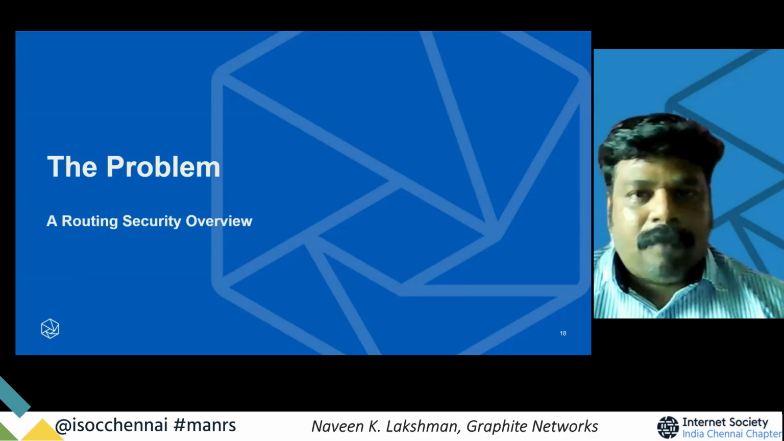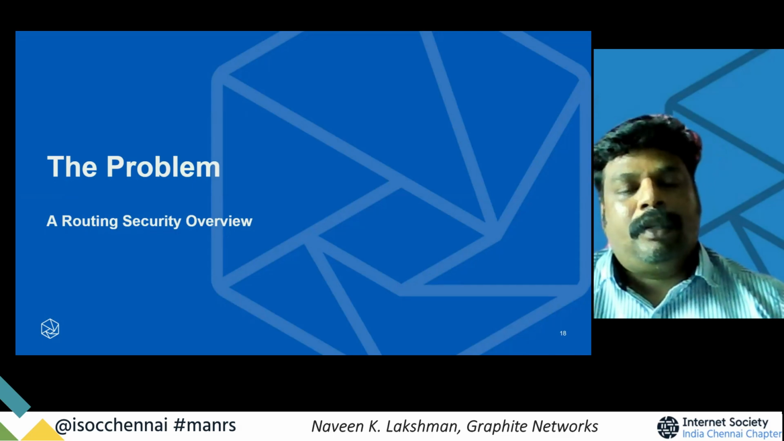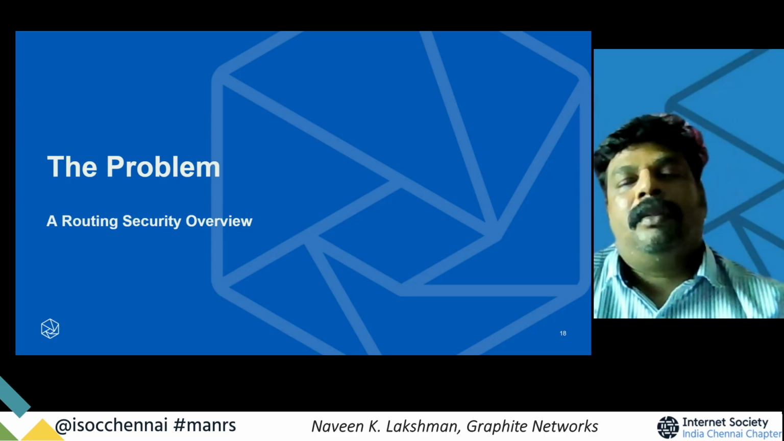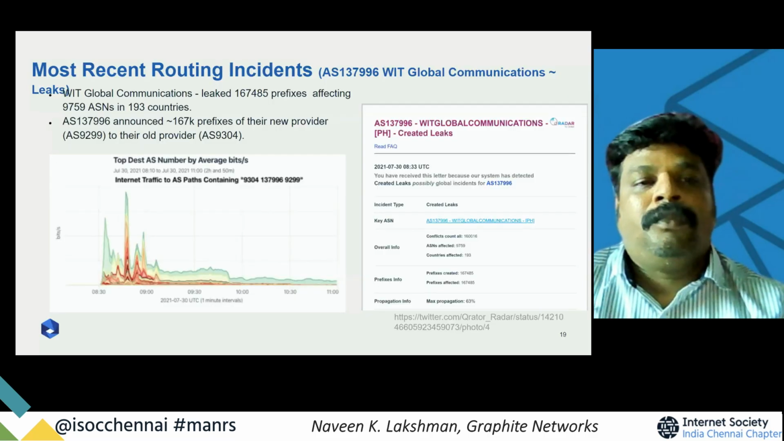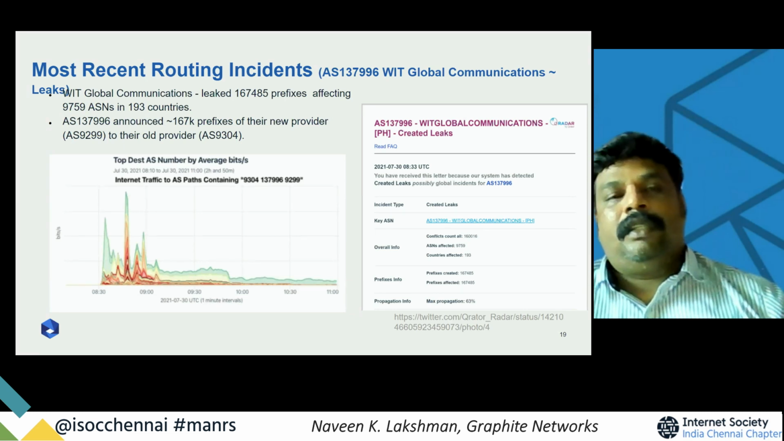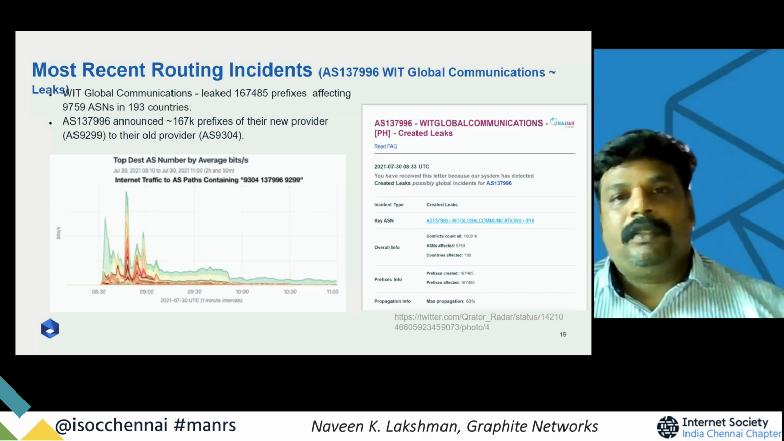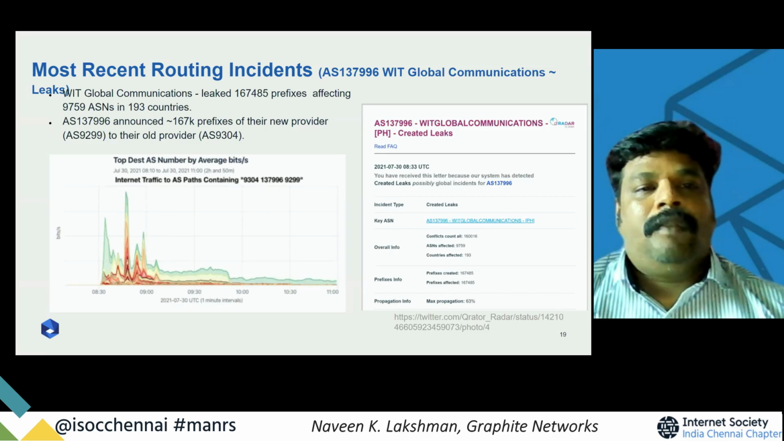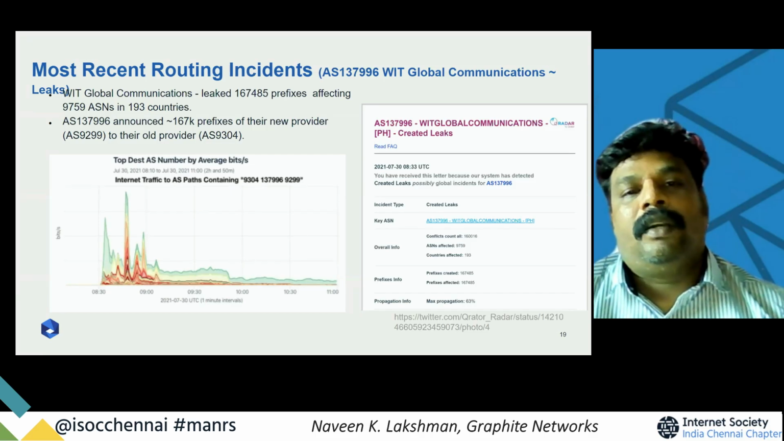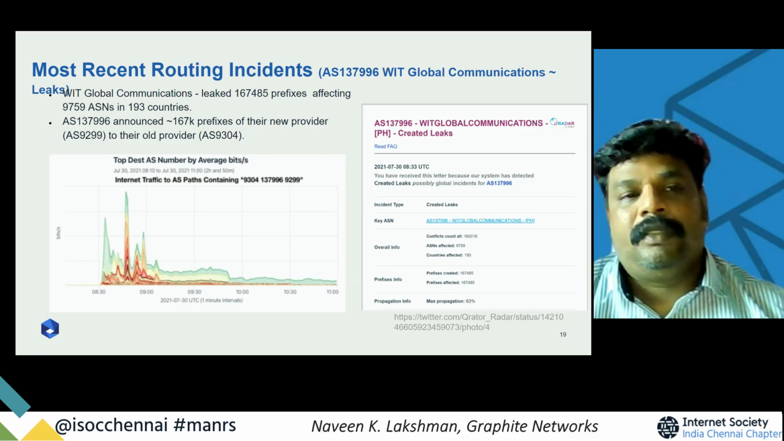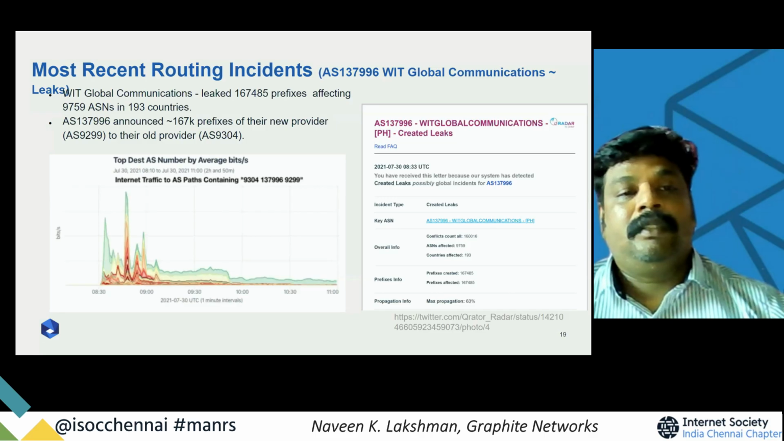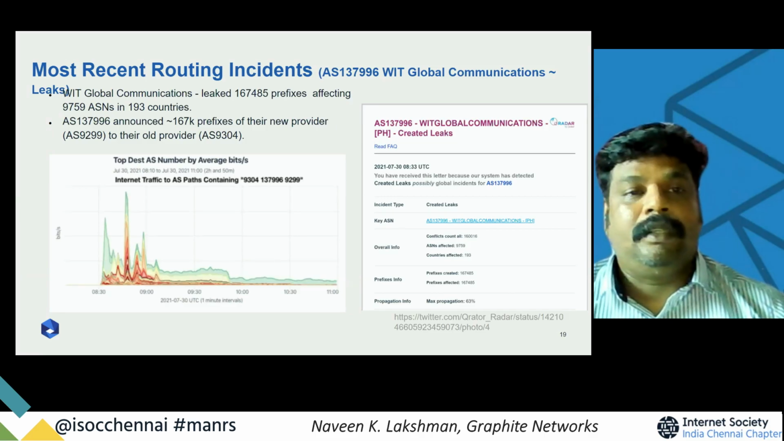So every day you have issues. You can check BGP stream, and you can see every day there is some kind of issue, whether it's a leak, a hijack or an outage. These are the recent incidents which happened on 31st July, last week. VIT Communications Global, based in the Philippines, leaked around 167,485 prefixes, and it affected over 9,759 BGP-speaking ASes in around 193 countries.